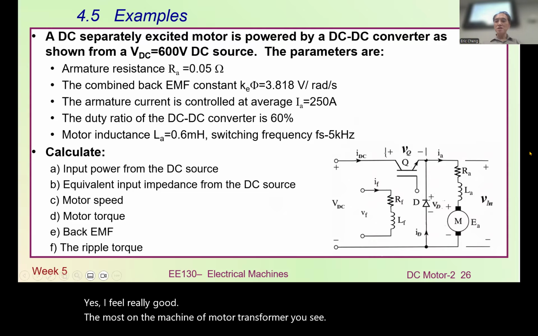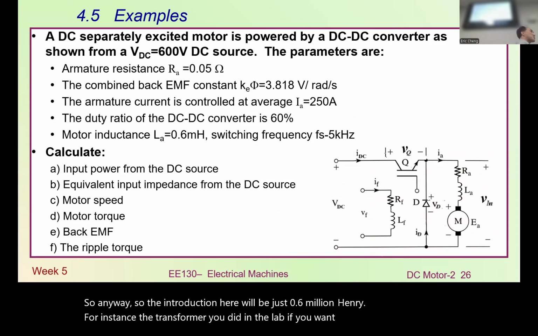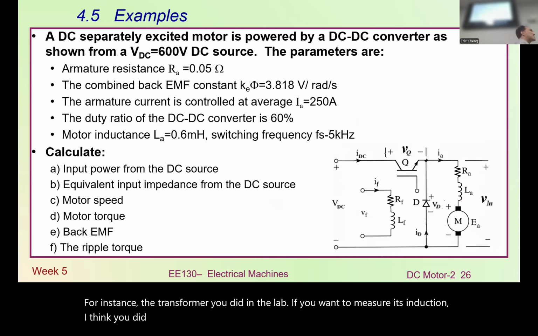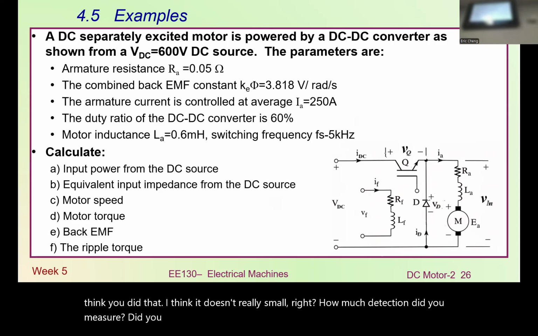So anyway, the inductance here will be just 0.6 millihenry. For instance, the transformer you did in the lab, if you wanted to measure its inductance, I think you did that. I think the inductance was really small, right? How much inductance did you measure? Do you remember? LRC meter, have you measured that?